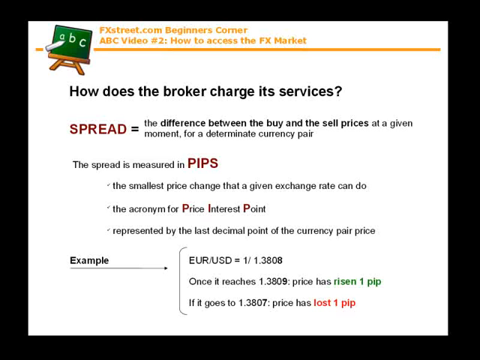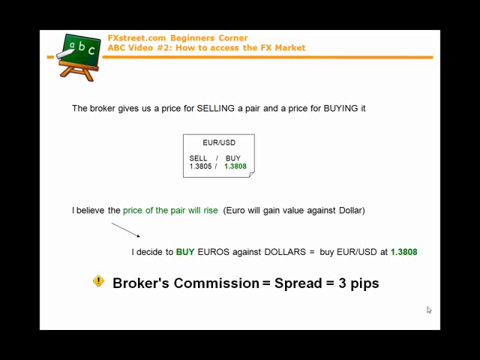Almost all currency pairs have 4 decimals, so if we talk about euro and dollar, if the current price is 138.08, once it reaches 138.09, it has risen 1 pip. While if its price goes down to 138.07, then it has lost 1 pip. As an example of how a broker charges commission, if we have a 3 pip spread on euro dollar, this is how it will look.